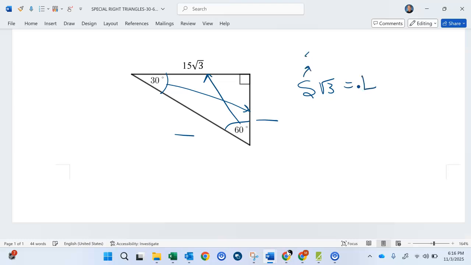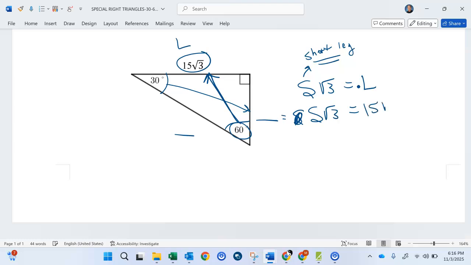S for short leg, okay? So what is the long leg? Well, this one is equal to 15 root 3, because remember, that goes with the 60, so that's a long leg, so that's your L. And this over here would be your S for short. What is this? Well, it's going to be, let me erase it for now. So it's going to be short leg times root 3, so equals 15 root 3.